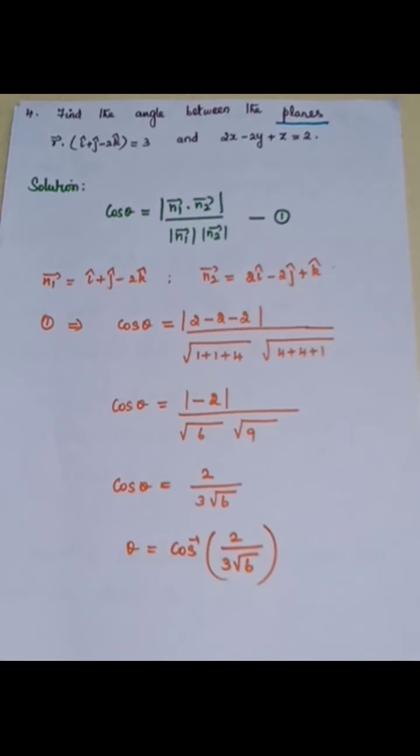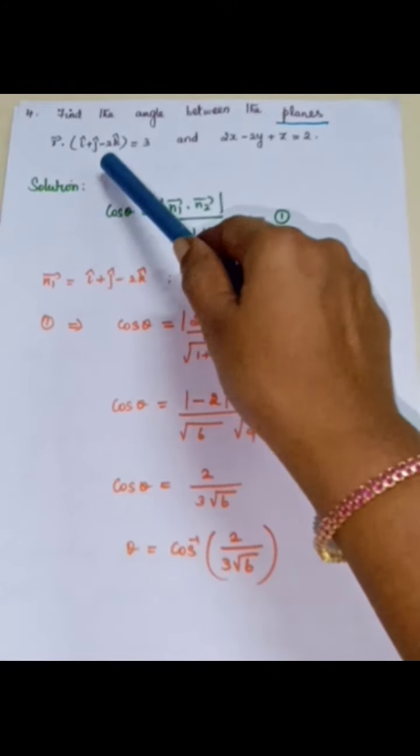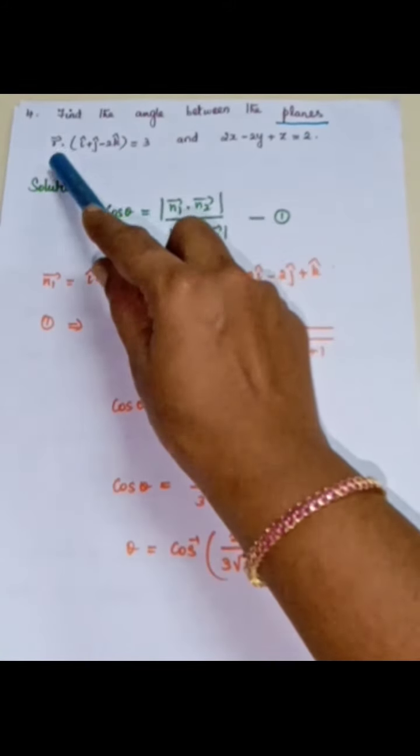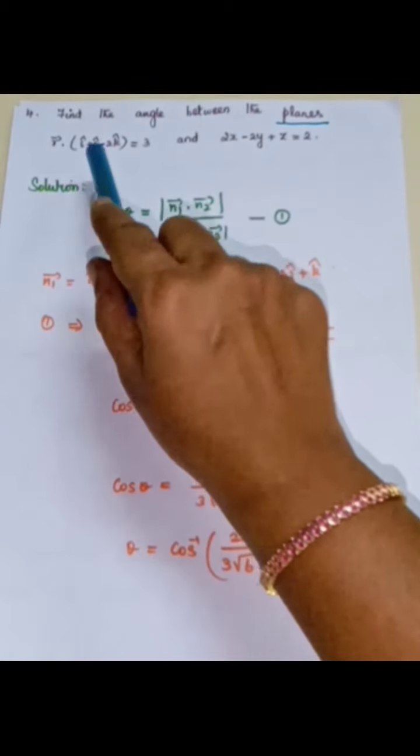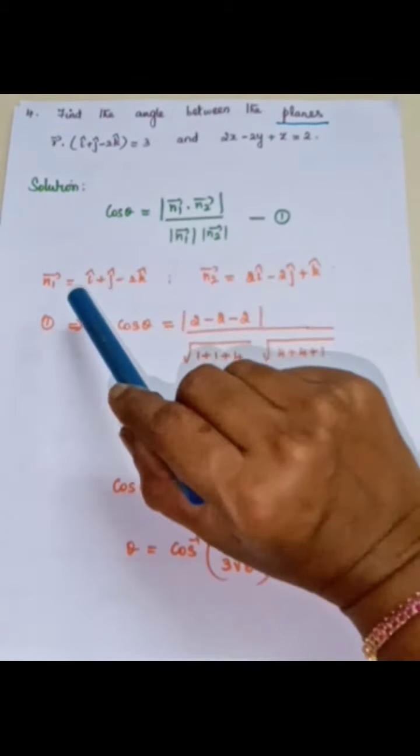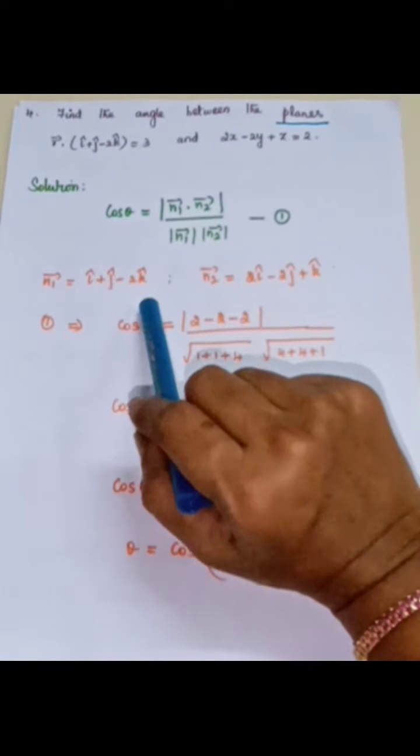What is n1 vector? n1 vector is the perpendicular vector from the first plane. n2 vector is the perpendicular vector from the second plane. You see that the first plane is in the vector form. So after the dot, which vector comes, that is called the n vector. So that n1 vector is equal to i cap plus j cap minus 2k cap.